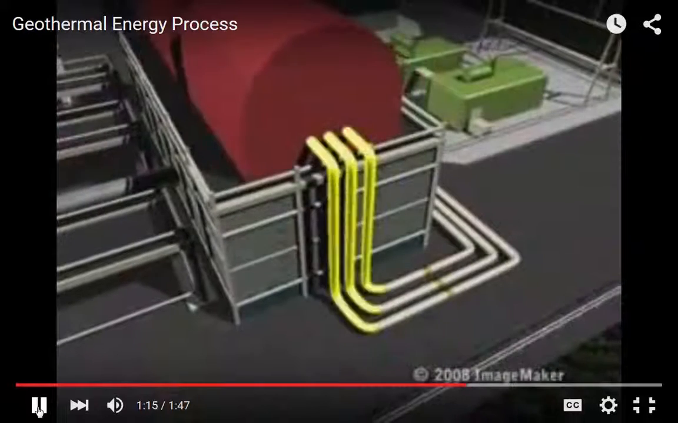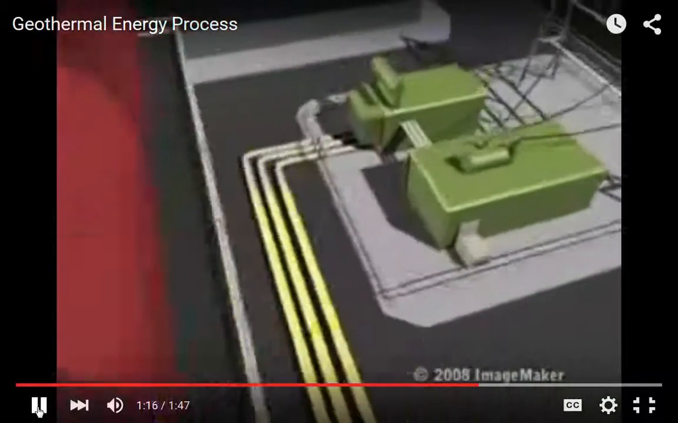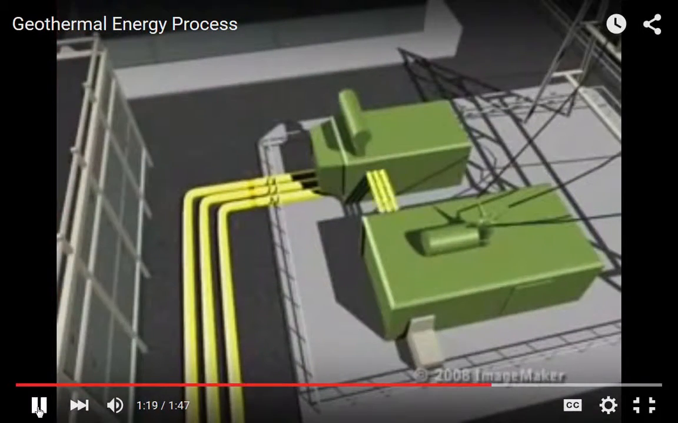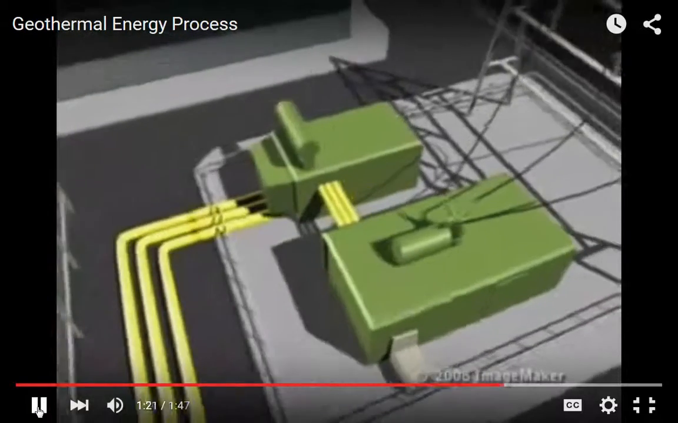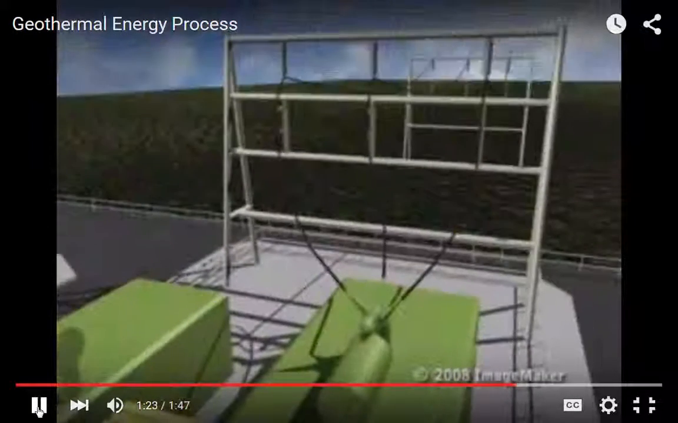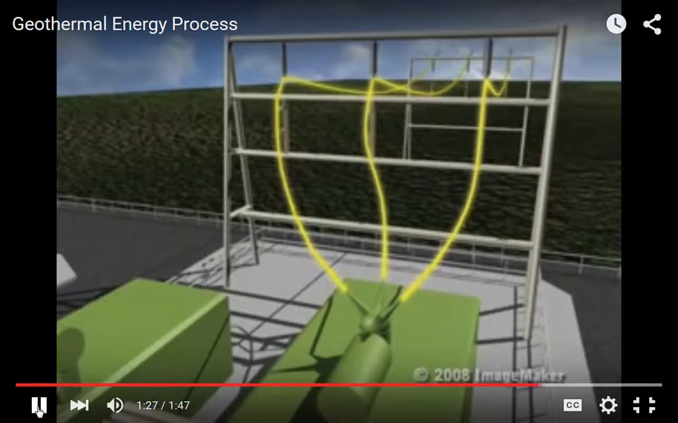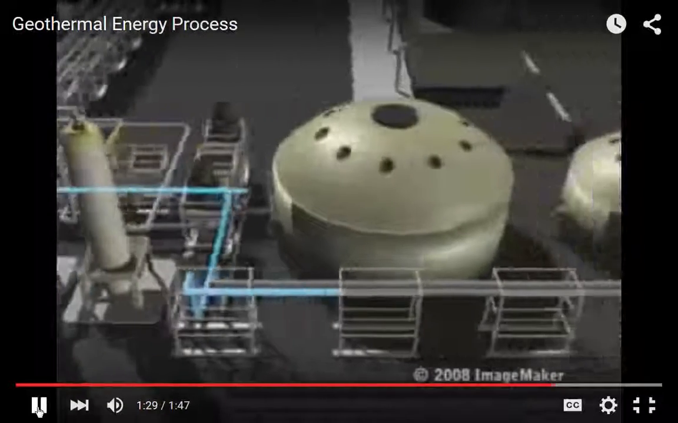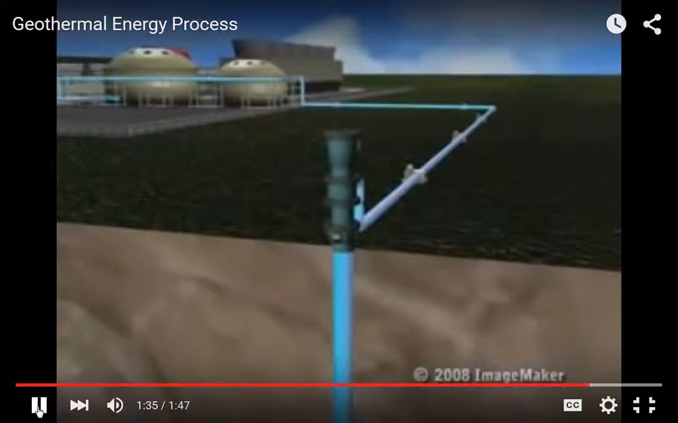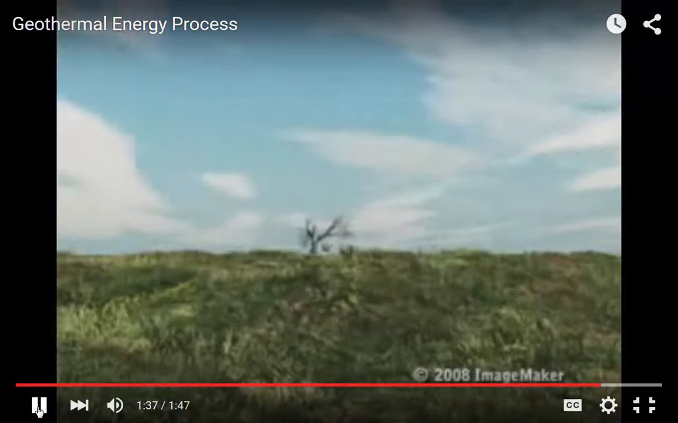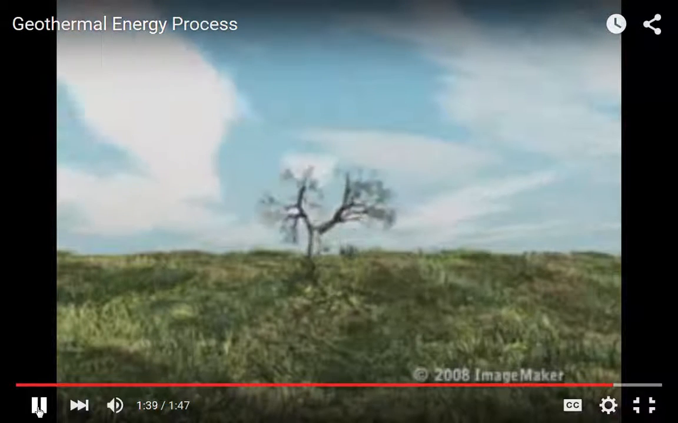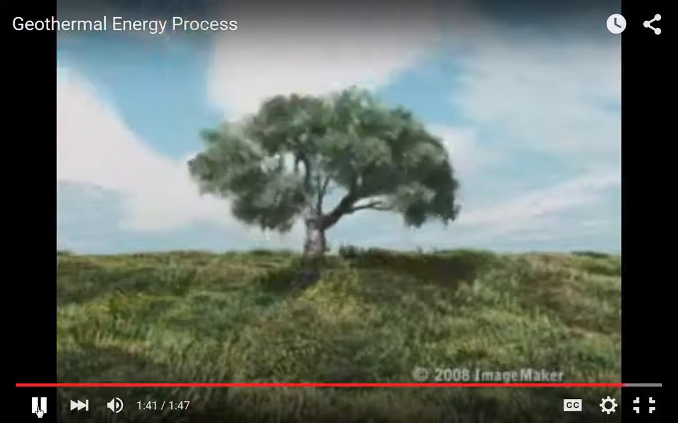An electrical charge is created and directed to a transformer, where the voltage is increased and sent down power lines. Any fluids not flashed into steam return to the underground reservoir, where, in time, they will be reheated and reused. Geothermal energy, a simple, clean, and renewable energy source.